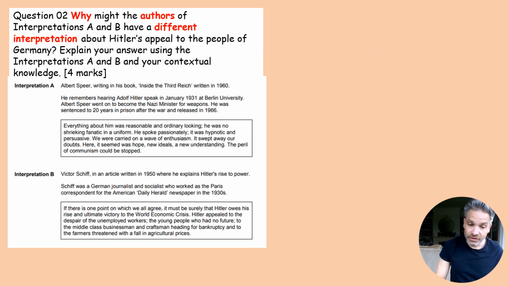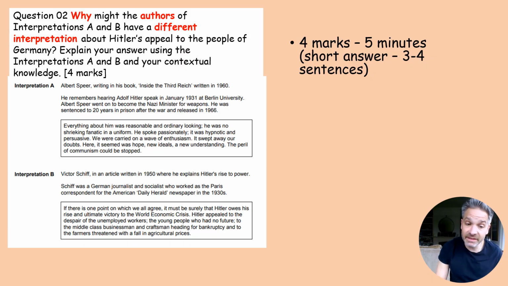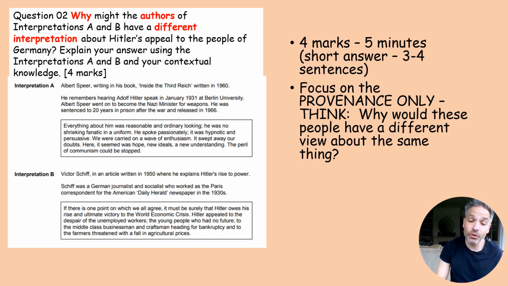The second question is another 4-mark question, but this time it will ask you, why might they have a different view? So for this bit, you need to look at the provenance only. That's the little bit of blurb above what they're saying. So in interpretation A, it tells you it's by Albert Speer. It's a book he wrote in 1960. He is recalling when he went to see Adolf Hitler. We know that he was sentenced to 20 years in prison.